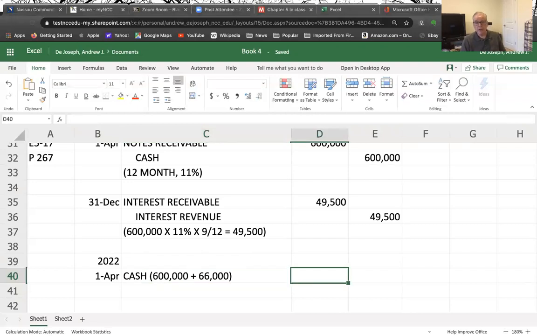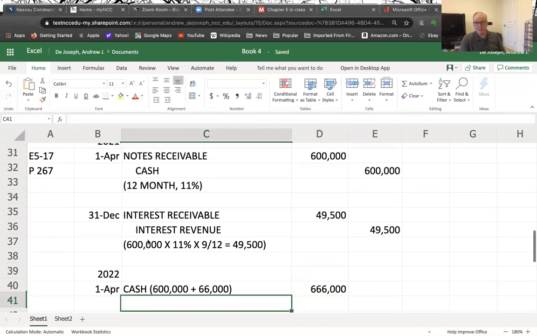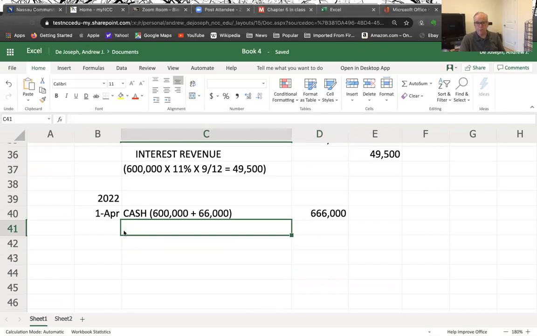So how much are you going to actually collect? 600 plus 66 is $666,000. Did you just get a chill when you saw that? The number 666 is the mark of the devil. Ugh, that just freaked me out.